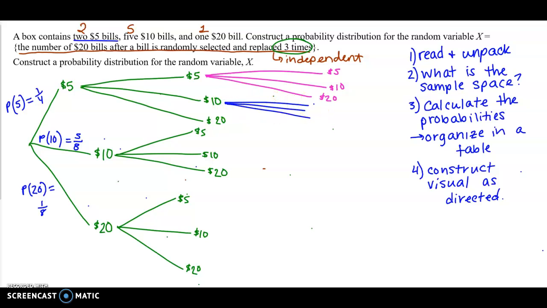I'm doing this because I'm showing you that this is the process, right? This is the process regardless of how small or large your sample size or sample space is.